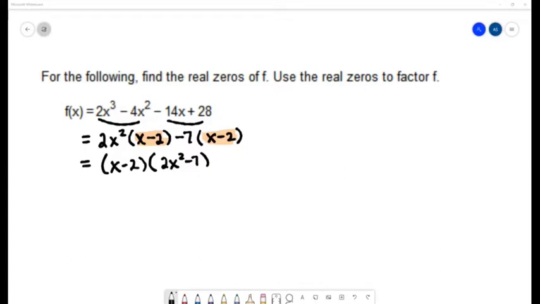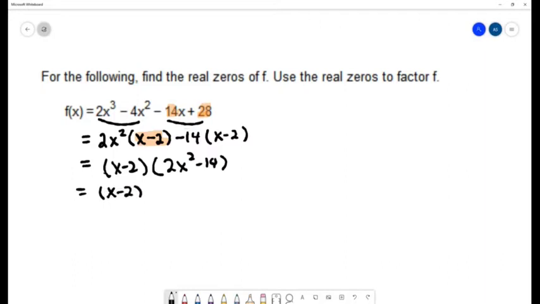I actually made a mistake here, so let me go ahead and correct it. I said there was a common factor of 7, but actually 14 goes into both of those. I was trying to go too fast, so let me correct that. I'll factor out a negative 14, and I would be left with x minus 2. So that would give me x minus 2 times 2x squared minus 14.